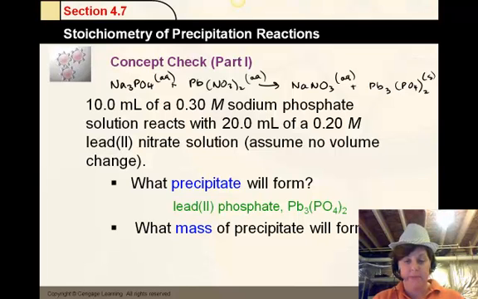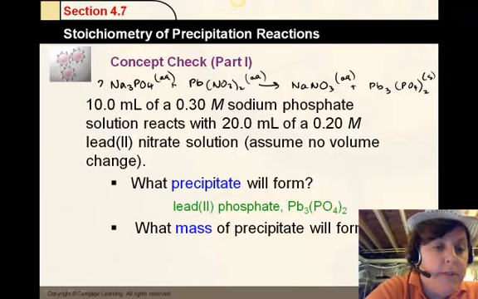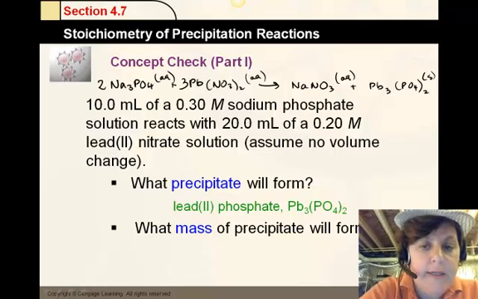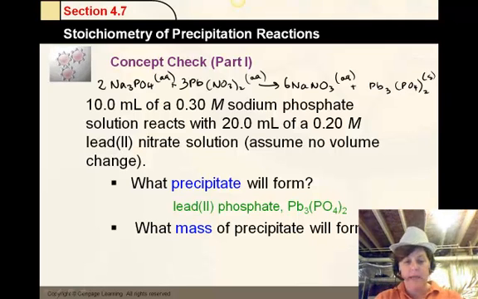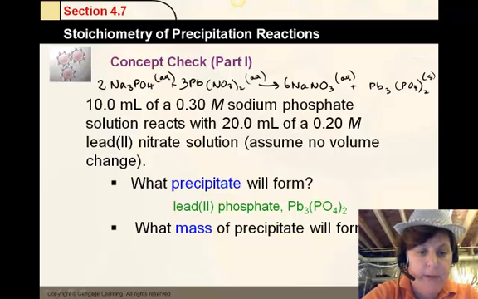What mass of precipitate will form? Well, here we have a situation where we're going to have to do a little bit of math. So that means balancing the equation. So I'm going to do a 2, a 3, and a 6 here. Now, what mass will form, we're going to figure out this way. I'm going to do it up here.